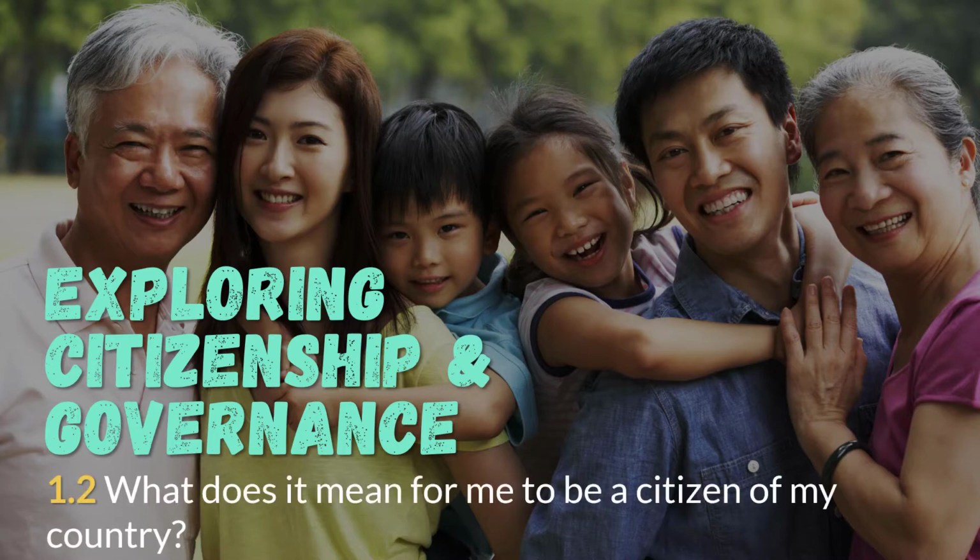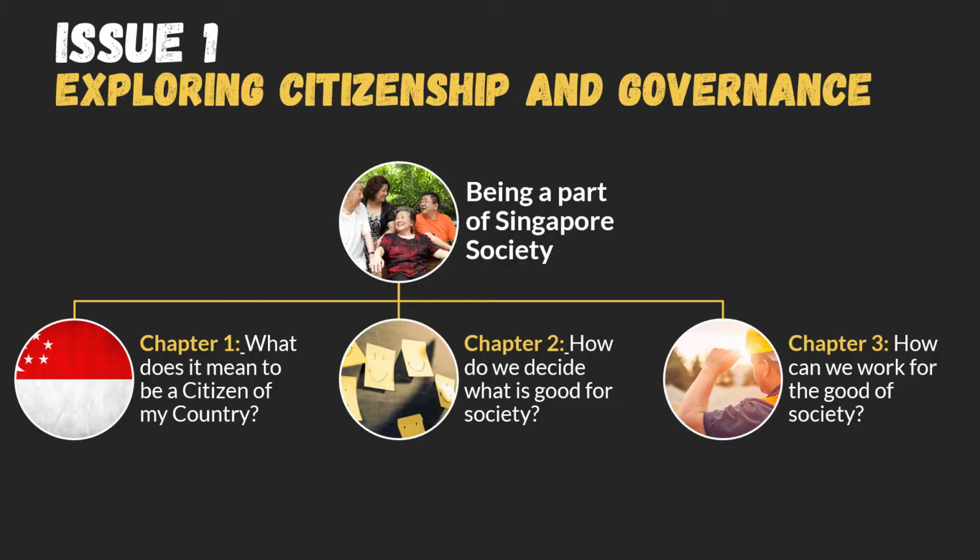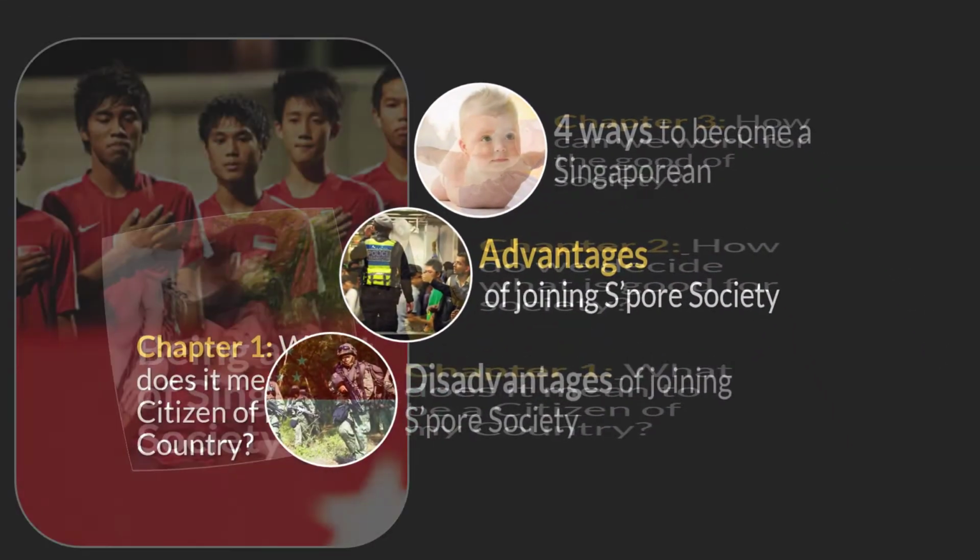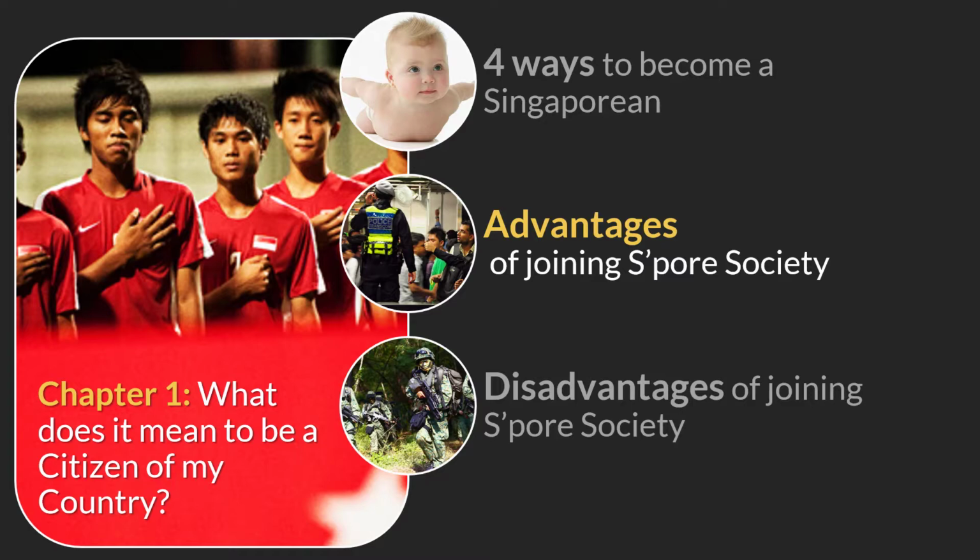So in chapter 1.2, what does it mean for me to become a citizen of my country? We have explored chapter 1, which continues from being a part of Singapore society, and today we're going to explore the advantages of joining Singapore society, continuing from 4 ways to become a Singaporean.